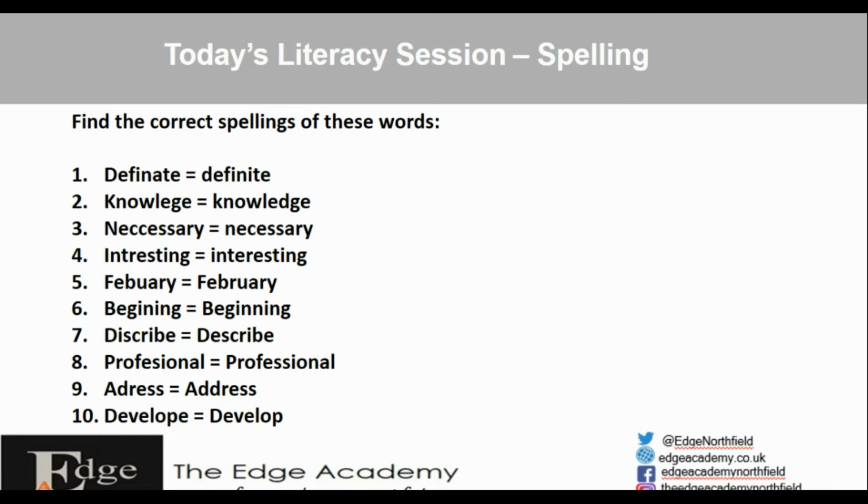Interesting, there is an E after the T. February has that silent R. Beginning with 2 N's. Describe with an E. Professional with 2 S's. Address with 2 D's. And finally, develop has no E on the end.